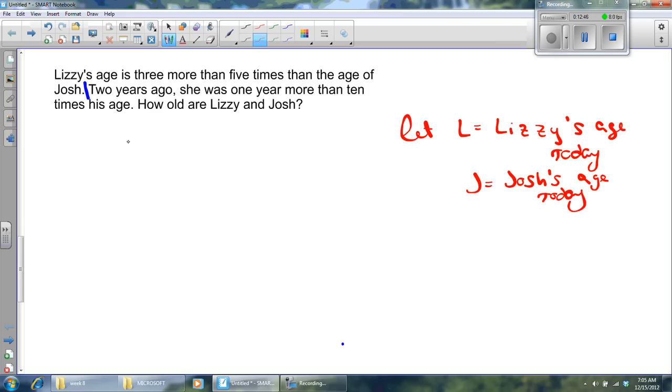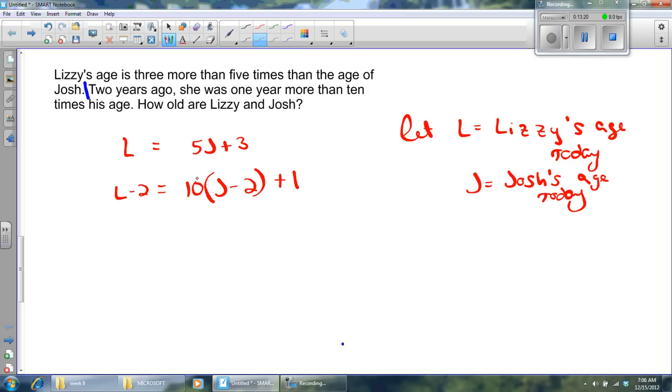All right, so Lizzie's age is 3 more than 5 times the age of Josh. So Lizzie's the older one. So Lizzie is 5 times Josh plus 3 more. 2 years ago, so I need Lizzie's age in the past. I need Josh's age in the past. She was 1 year more than 10 times his age. And remember, I want to do 10 times the age of Josh 2 years ago, not 10 times his age today. Now, it's still not equal.